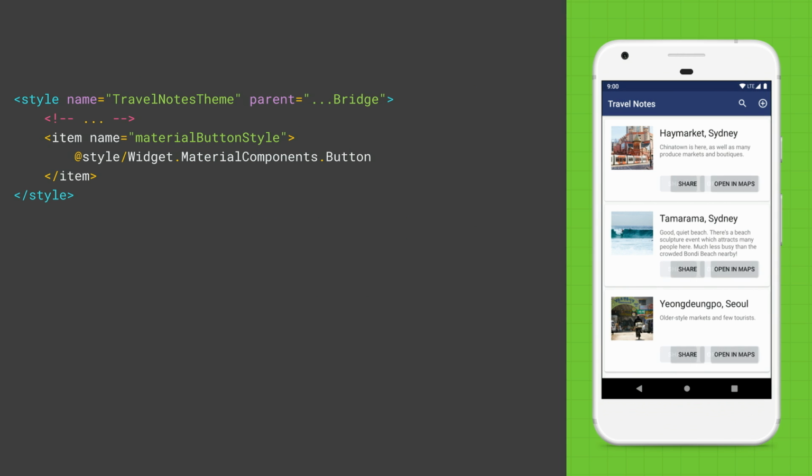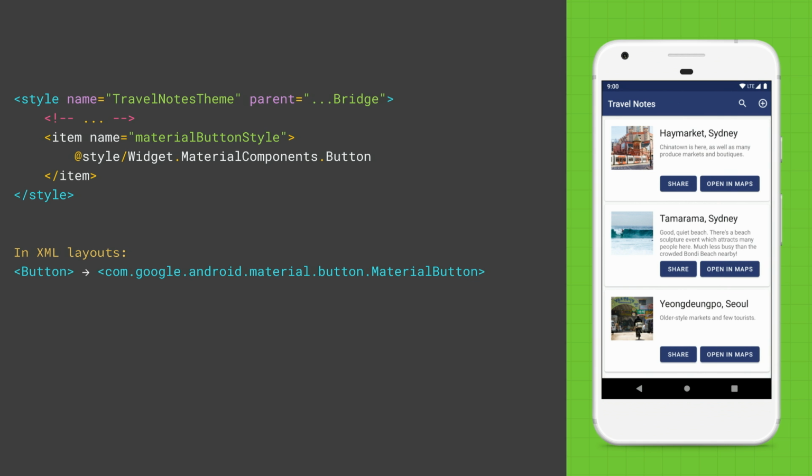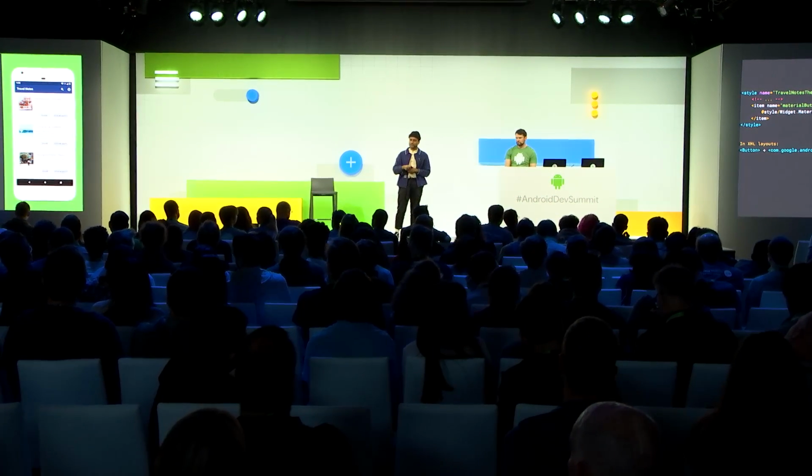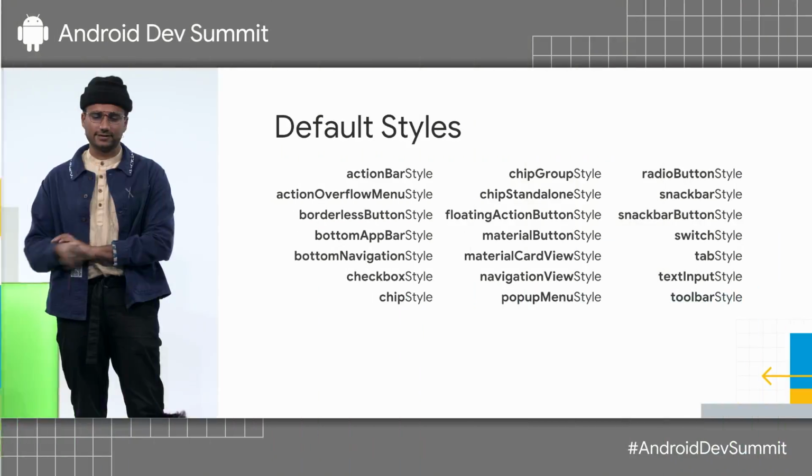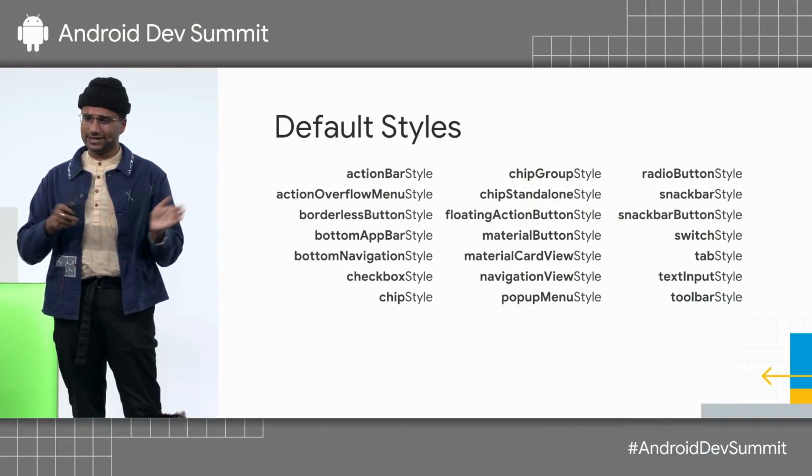Next thing we want to do is get material buttons. So before we had those app-compat buttons, and then if you set the material button style in your theme, all of your buttons should turn into material buttons when you change the XML tag. As I mentioned before, if you're using our full theme, this inflation happens automatically, so you don't actually have to change this XML at all. We have a bunch of other default styles that we've laid out here. All of our components have a default style that you can set in the theme. It's generally just component name plus style.